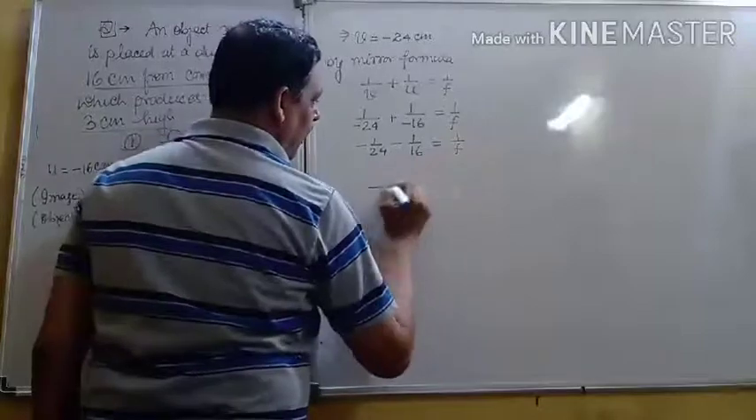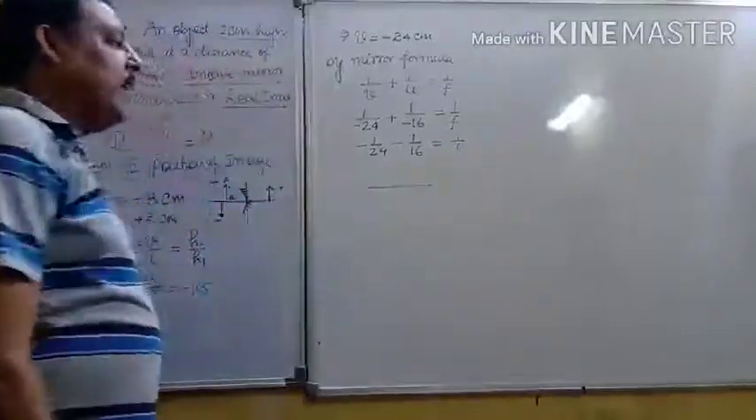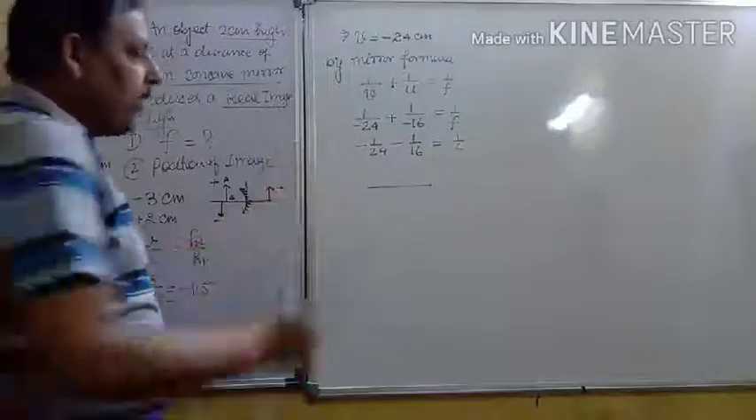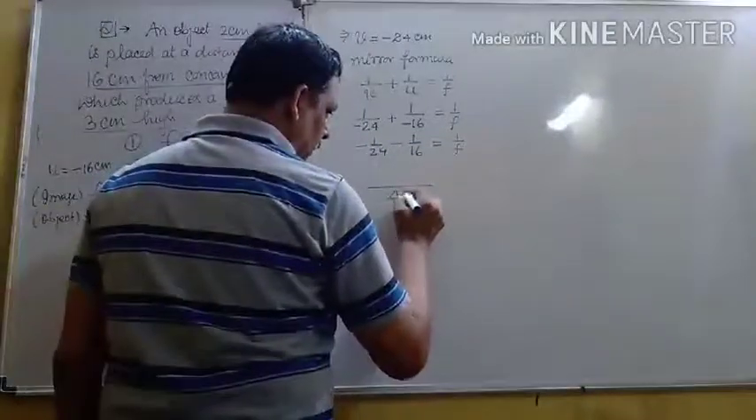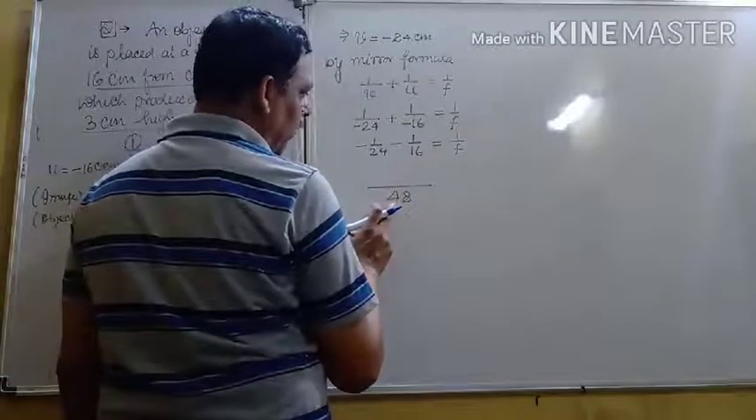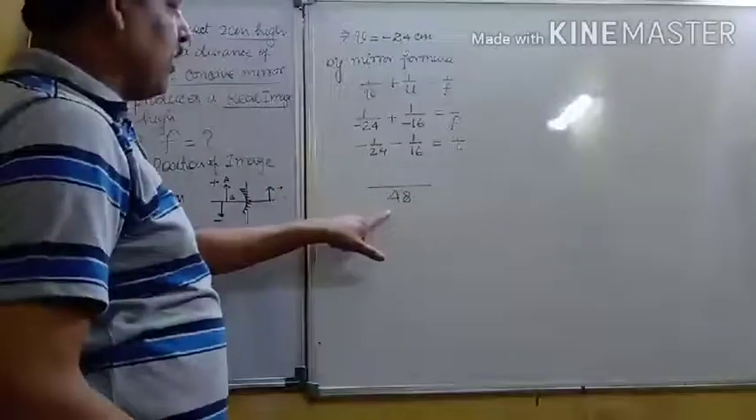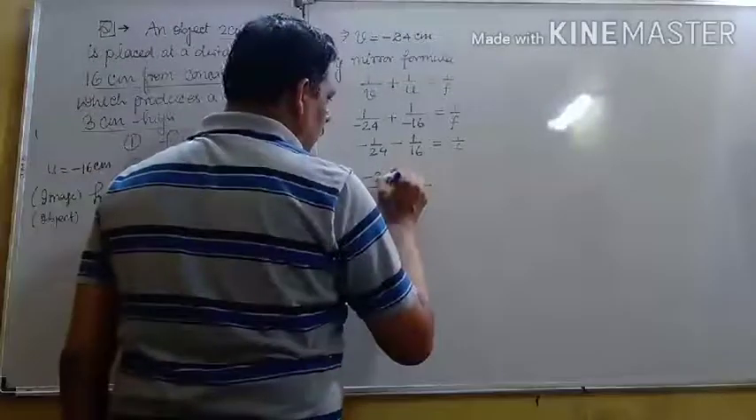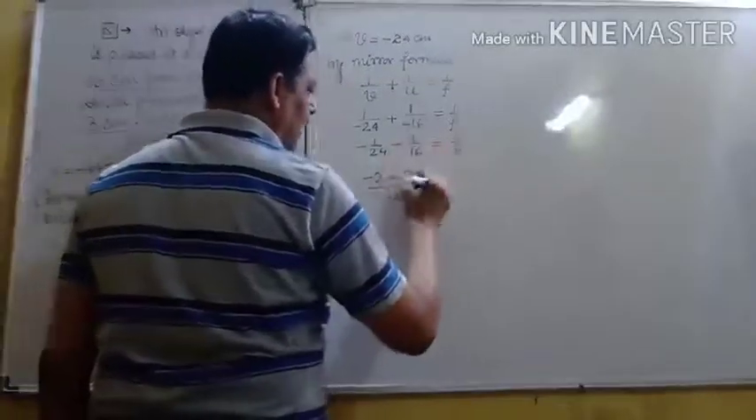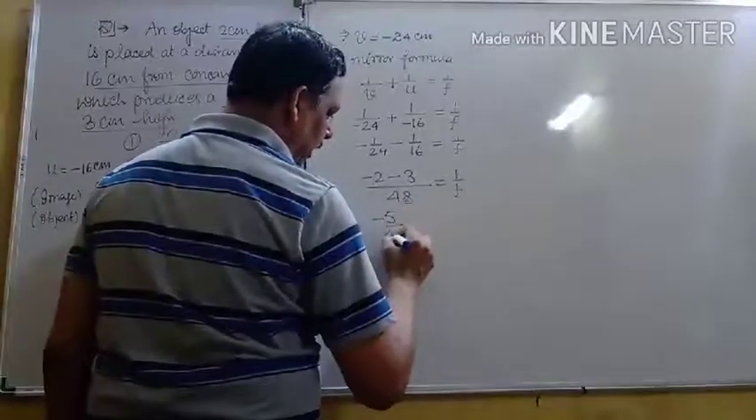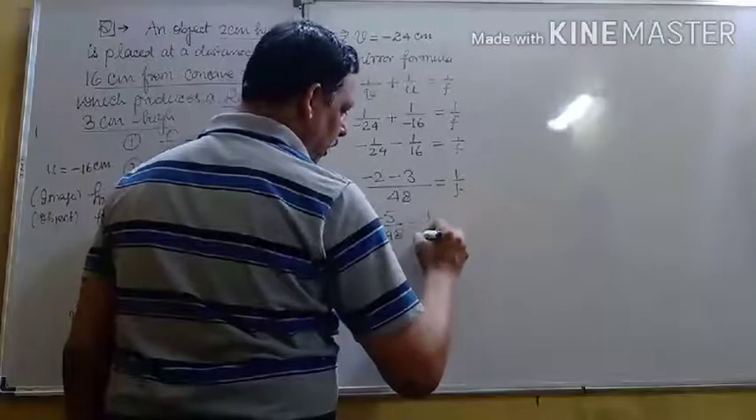Now we will take the LCM. What should be the LCM of this? It should be 48. 24 twos are 48, minus 2; 16 threes are 48, minus 3, is equal to 1/f. It comes out to be -5/48 = 1/f.